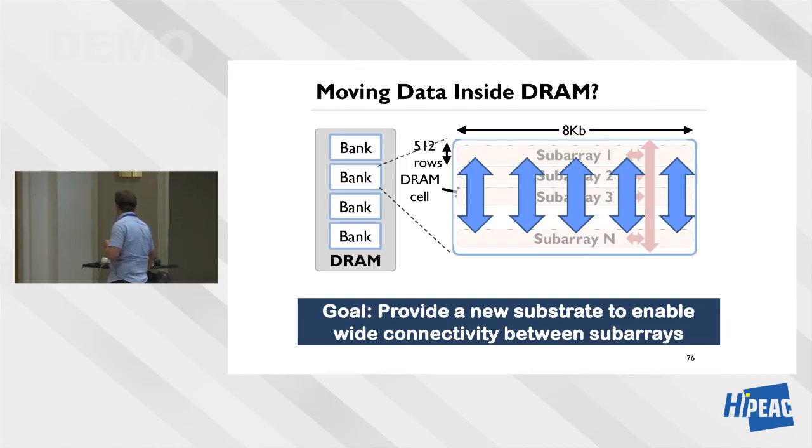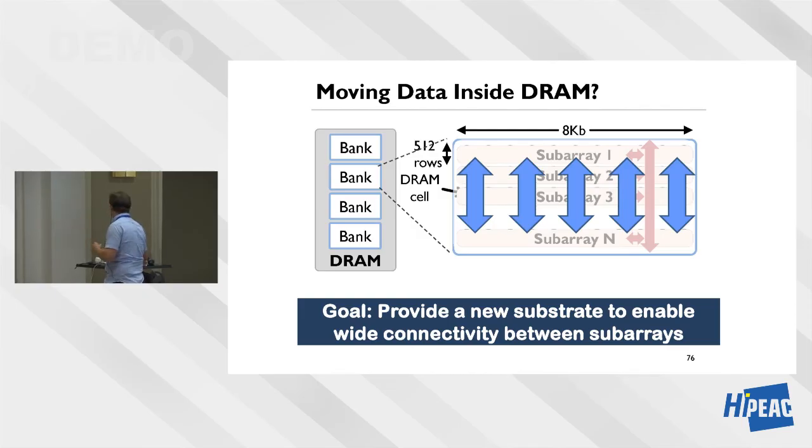So let's take a look at how DRAM is organized. We're going to look at a single bank. A single bank has many subarrays. I've already shown you how to do the copy within a subarray. I've already shown you how to do the copy between banks. But how do you do the copy between subarrays of the same bank? This turns out to be unreasonably difficult because there is no connectivity between the subarrays.